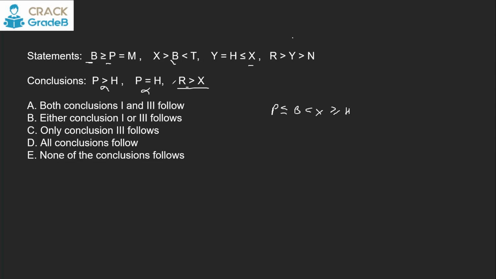R and X. R is greater than X. R is greater than Y. Y is less than equal to X. So there is also contradiction. So this also does not follow. So answer will be none of the conclusion follows.